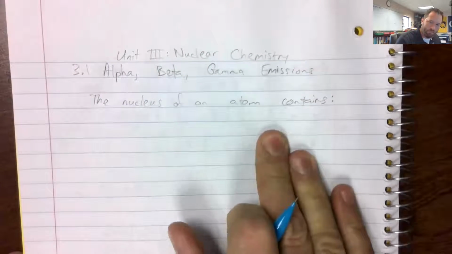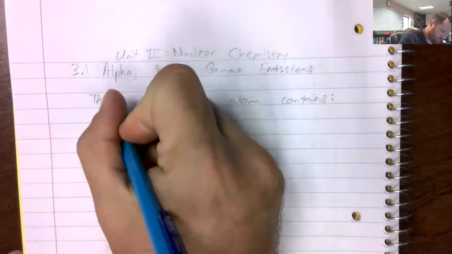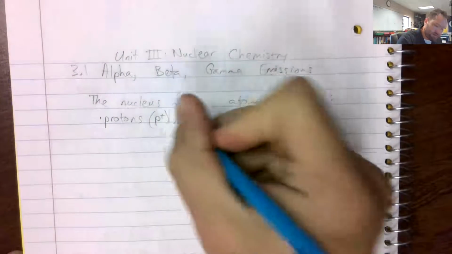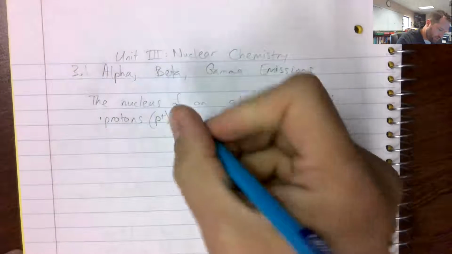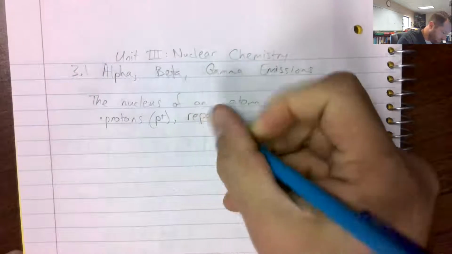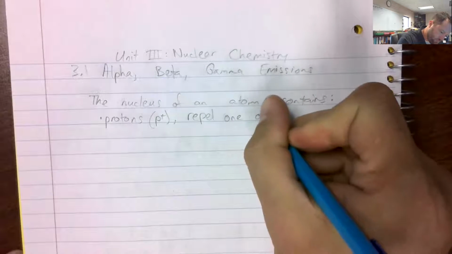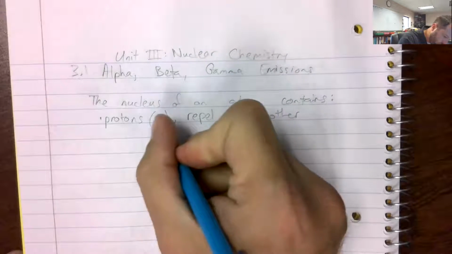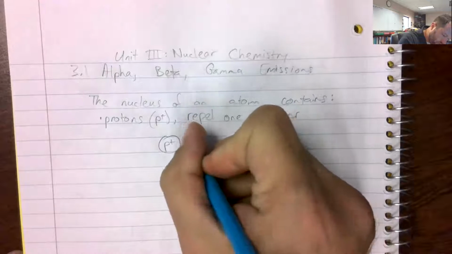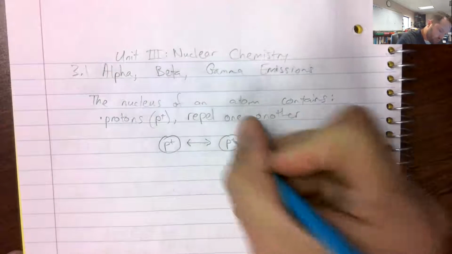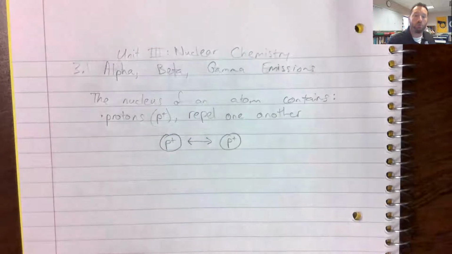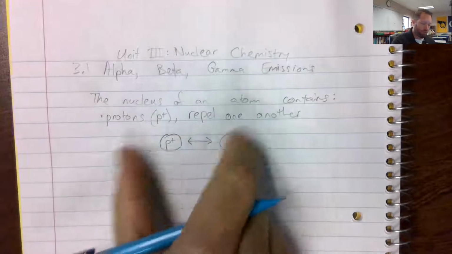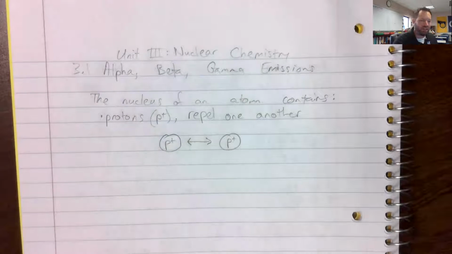So the nucleus of an atom contains protons. And here's the idea. Again, we draw them as a P positive. They repel one another. So if you have two protons, two positive charges, they're actually going to push each other away. If all you have is protons in the nucleus, it isn't going to last. It's like two of the same sides of a magnet. They push each other away and are not going to stay together.